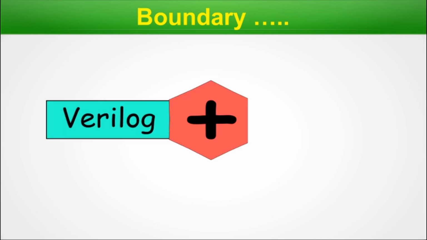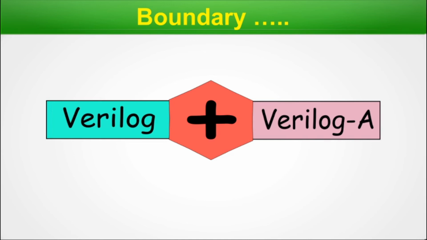Let's go to the next section, which is boundary. Boundary of what? Verilog and Verilog-A. In our last episode we discussed the comparison of Verilog and Verilog-A. Here we will be talking about the junction of Verilog and Verilog-A. So let's see what things there are at junctions.